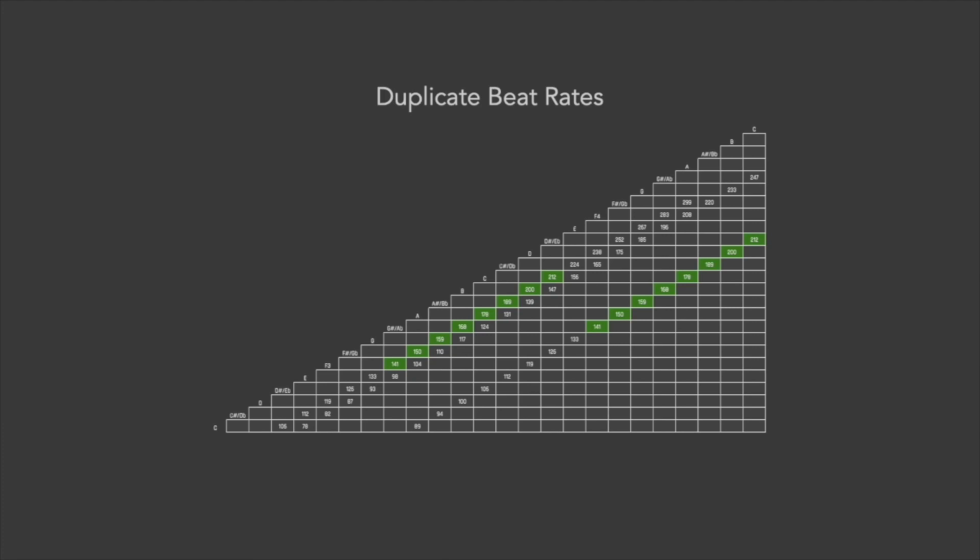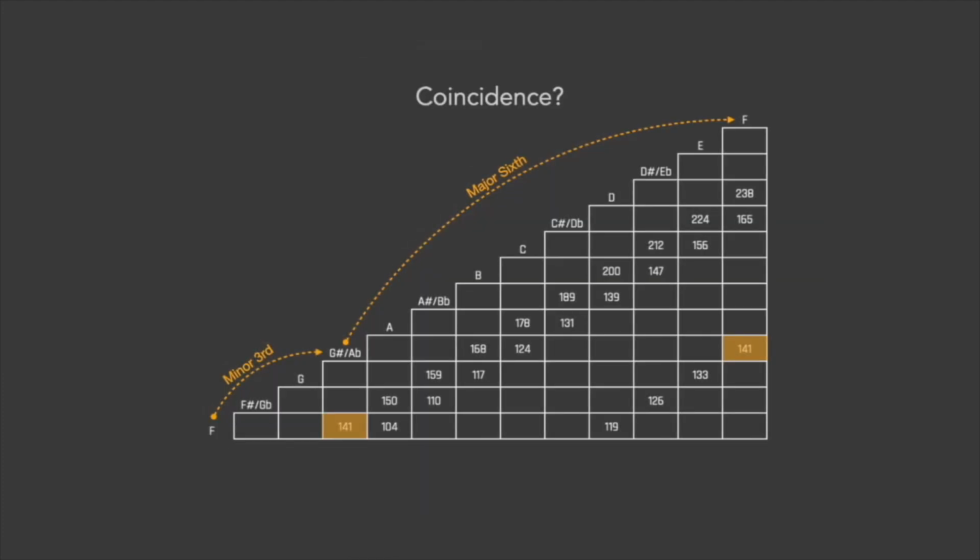Perhaps if you were paying close attention, you noticed that not all of the beat rates in the step ladder chart are unique. In fact, there are a number of repetitions that seem to point towards a pattern. It would appear based on the chart that a minor third will always have the same beat rate as a major 6th that is stacked on top.